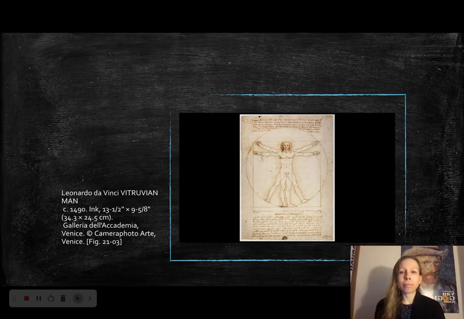And this perfectibility of man, the perfecting of man, and this inherent order of the natural world, positions the human form as the fundamental scale by which architecture and reality should be measured.